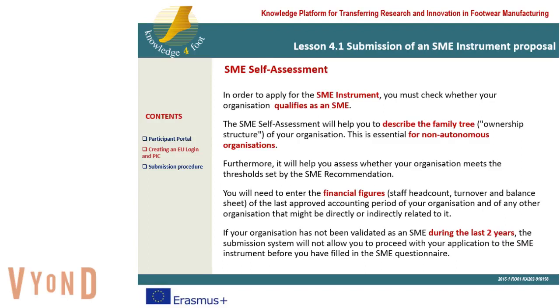In order to apply for the SME instrument, you must check whether your organization qualifies as an SME. The SME self-assessment will help you to describe the family tree, ownership structure, of your organization. This is essential for non-autonomous organizations. You will need to enter the financial figures, staff headcount, turnover and balance sheet of the last approved accounting period of your organization and of any other organization that might be directly or indirectly related to it.